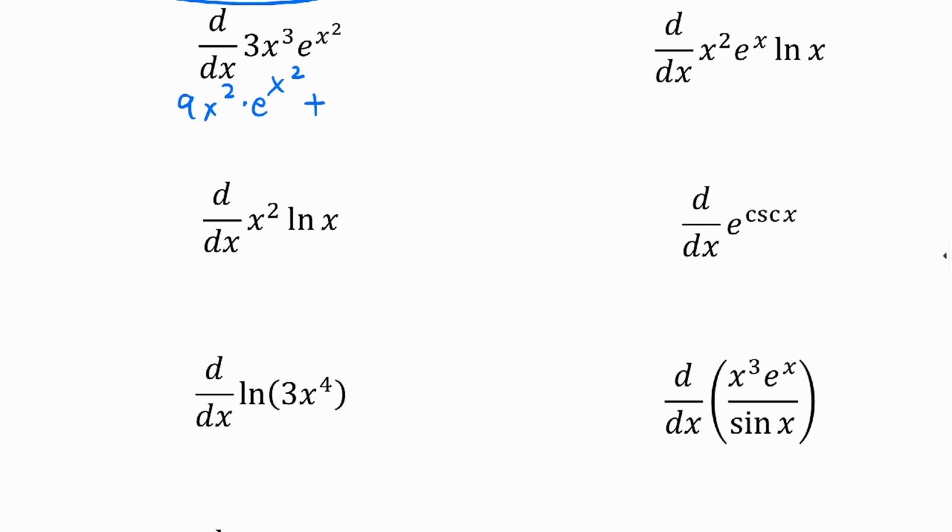Now we're going to take the derivative of the second term. Now derivative of e to the x squared, well, that's just e to the x squared, but we need to do the chain rule. We're going to multiply this by 2x. And this is also just going to be multiplied by that first term. And there is your derivative.